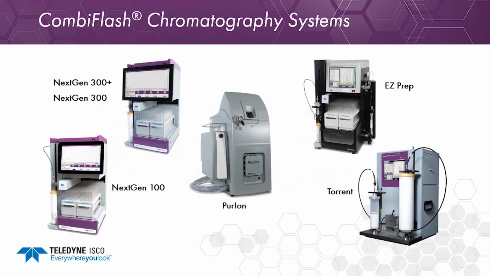It's a quick summary of some of the CombiFlash chromatography systems. We've got the NextGen 300, 300 Plus, and 100, our PurIon mass spec that goes on any of our systems, the EasyPrep, and the Torrent and Torrent AQ. And then you pictured before was the AccuPrep, our prep HPLC system. So a lot of great options for different stages of your purification, depending on your scale and your needs, and what kind of processes you guys are doing on a daily basis.